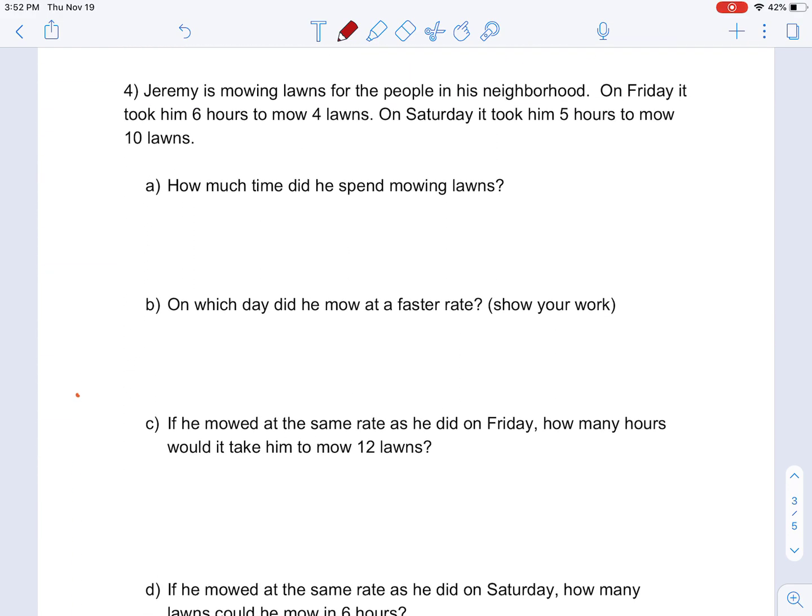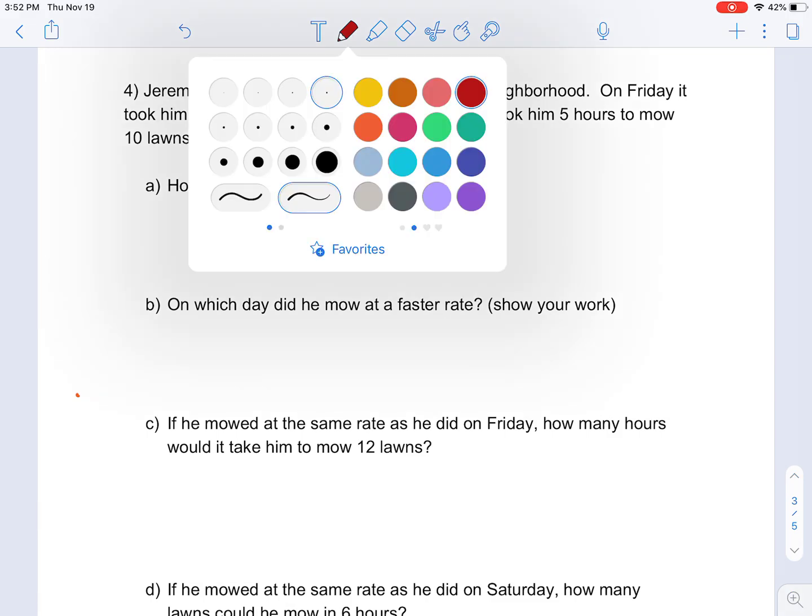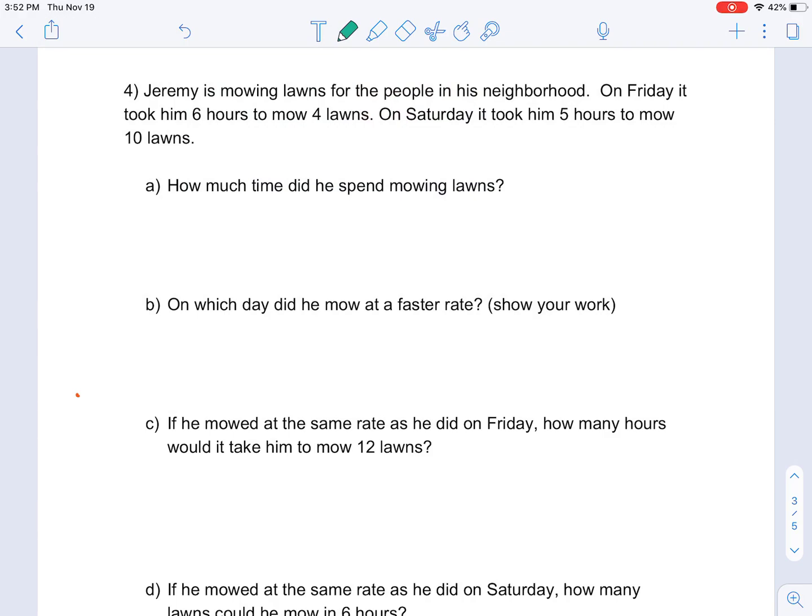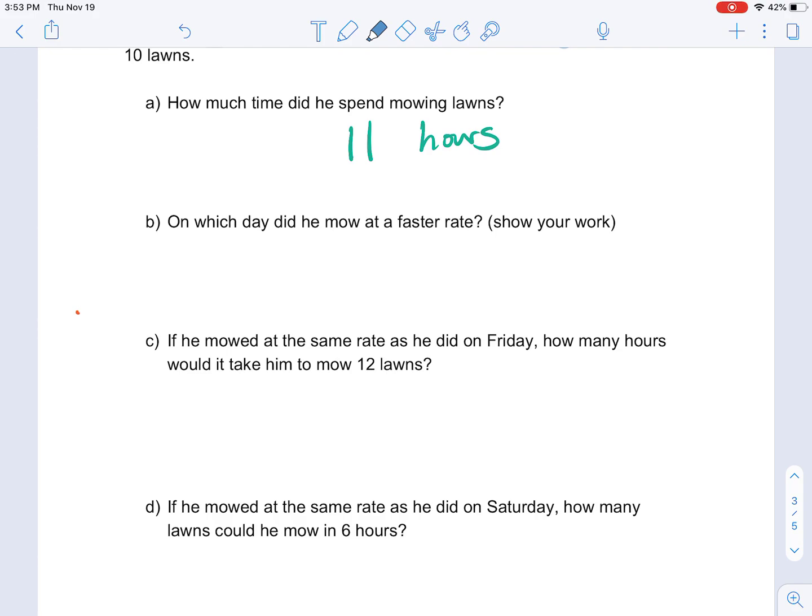Jeremy is mowing lawns for the people in his neighborhood. On Friday, it took him 6 hours to mow 4 lawns. On Saturday, it took him 5 hours to mow 10 lawns. Letter A says, how much time did he spend mowing lawns? Total, he spent 11 hours, because he mowed 6 hours on Friday and 5 hours on Saturday. Now, on which day did he mow at a faster rate?